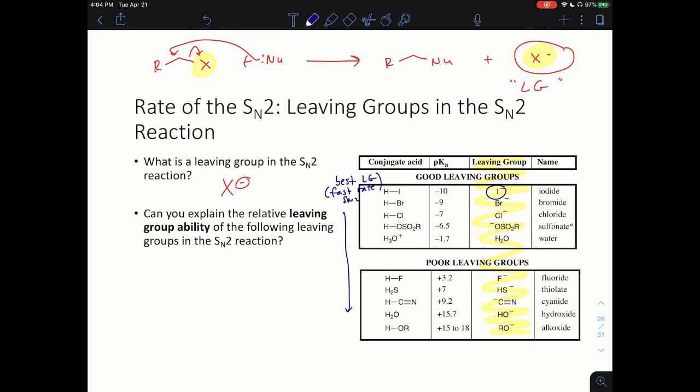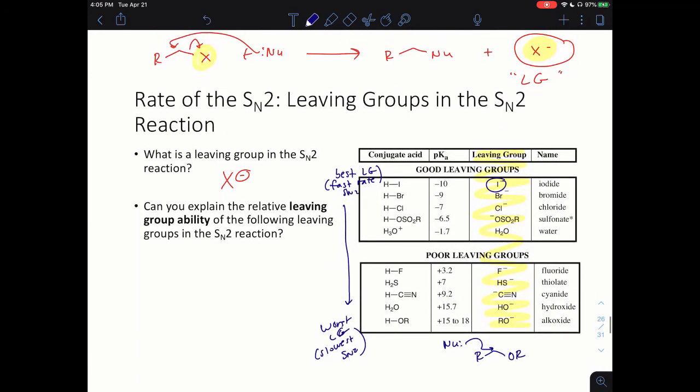And then down at the bottom, we have the worst leaving group. So we're going to have the slowest rate of SN2 when you have hydroxide as X or an alkoxide as X. So imagine that you had an ether, and you had a nucleophile attacking the ether. That would correspond to having OR as X minus, and that will be the slowest rate of SN2. So then the question is, why? Why is iodide the best leaving group and fluoride, for example, an awful leaving group? Can you explain it?